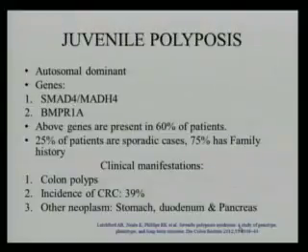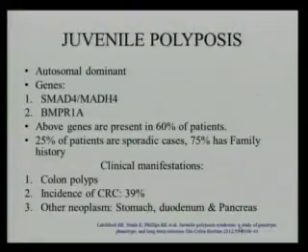Juvenile polyposis. It's autosomal dominant. Two genes are affected, SMAD4, also called MADH4, which is the same gene, and BMPR1A. Those genes are only present in 60% of the cases, so this means in 40% we have no known gene.